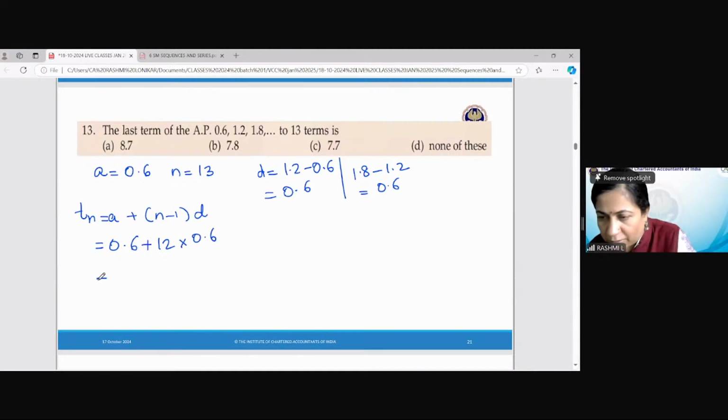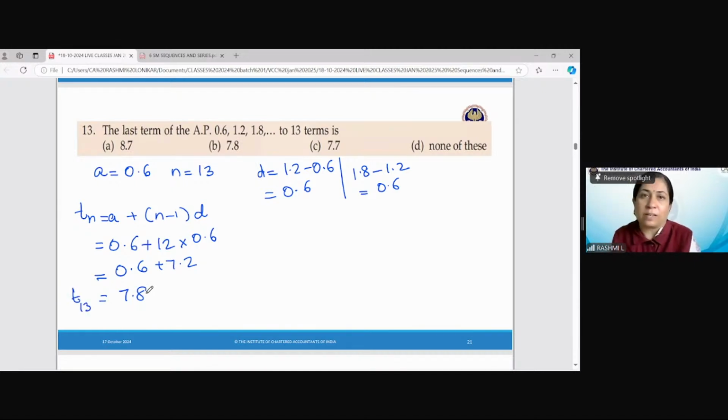Very good Pavan. So this is equal to 0.6 plus 7.2. Answer is 7.8. So T13 is 7.8. Okay.